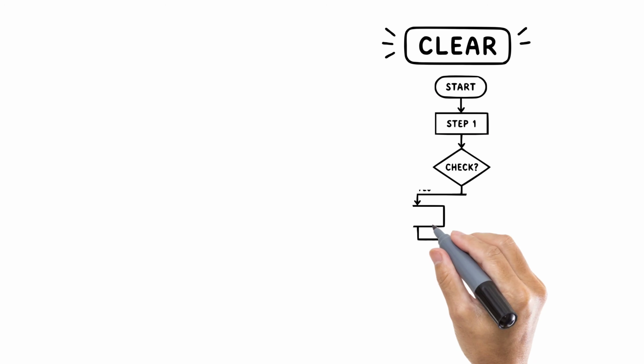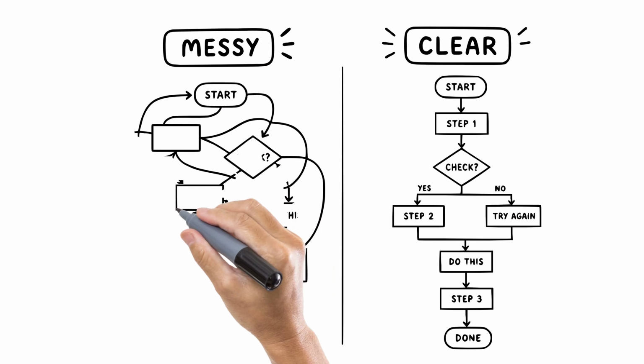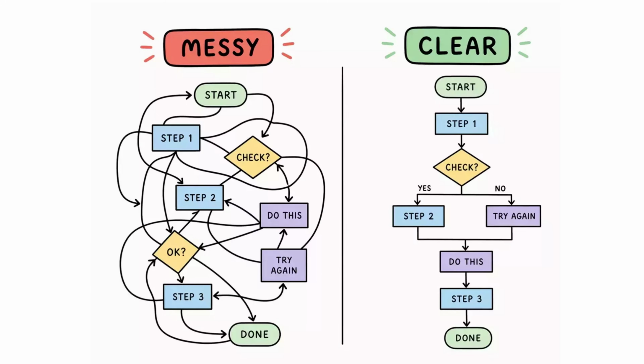A good flowchart should be clear, not crowded. If everything is squeezed together with arrows going everywhere, the logic becomes hard to follow. Clean spacing, simple steps, and easy-to-read branches make a flowchart much more powerful and much easier to understand.